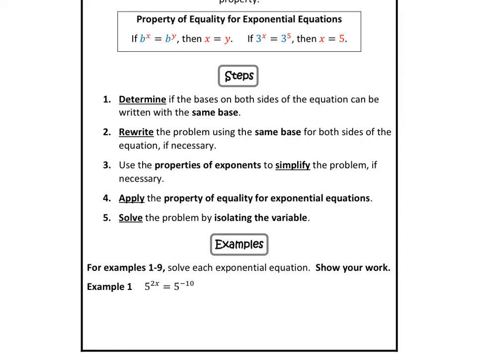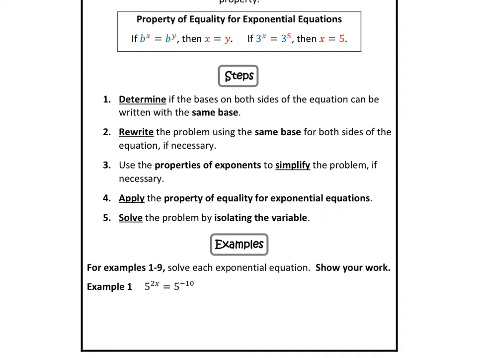Okay. So step 1, we want to determine if the bases on both sides of the equation can be written with the same base. Step 2, we want to rewrite the problem using the same base for both sides of the equation if necessary. Step number 3, use the properties of exponents, which we saw, I think 2 tests ago when we did a test on exponents. We're going to use those properties to simplify the problem if necessary. Okay. Step number 4, apply the property of equality for exponential equations.